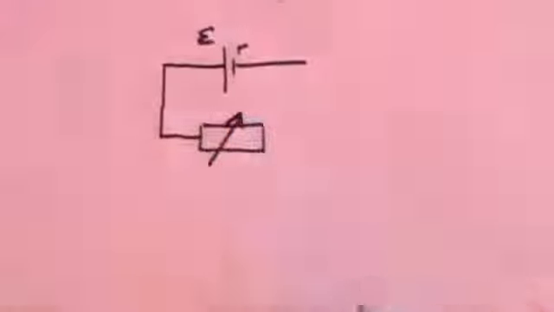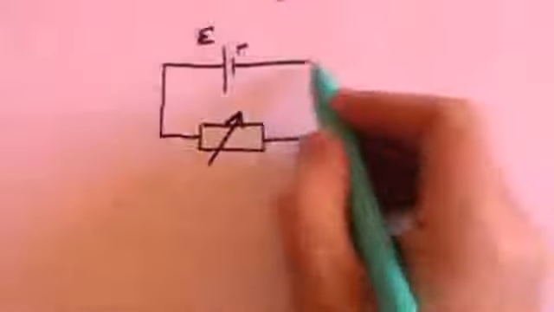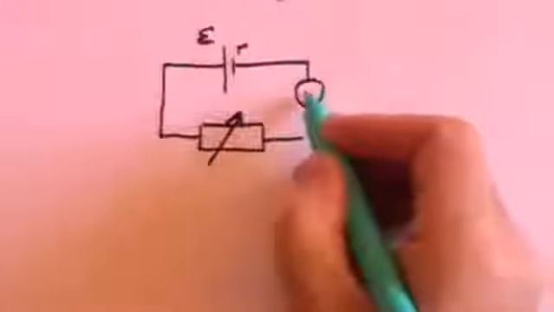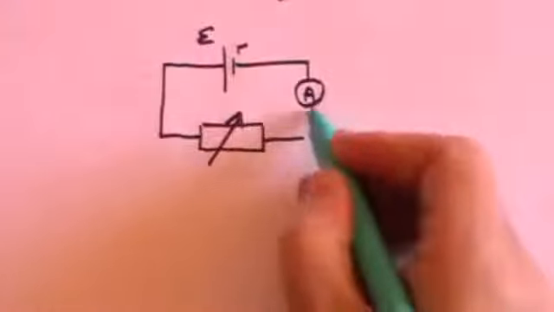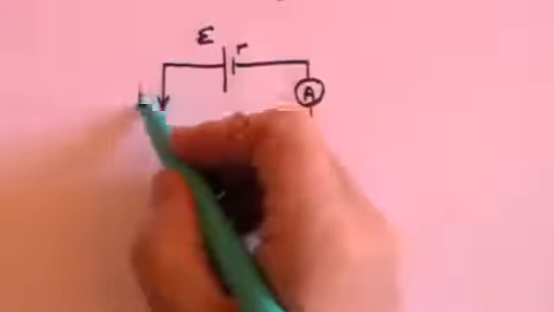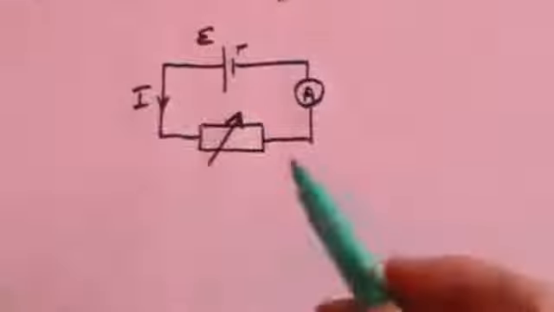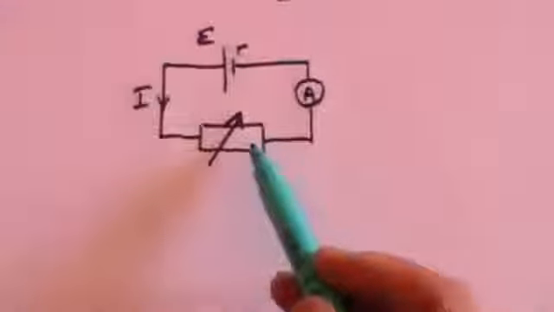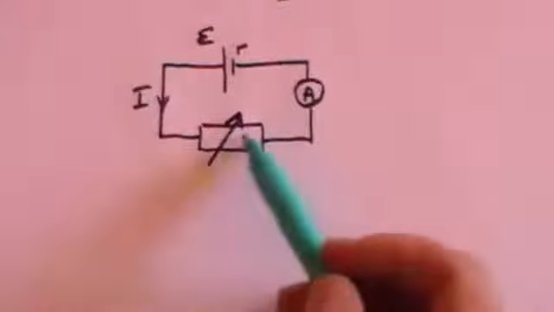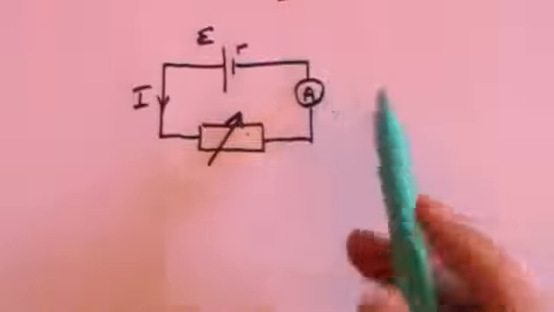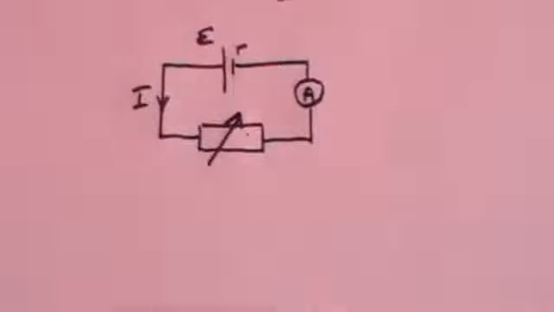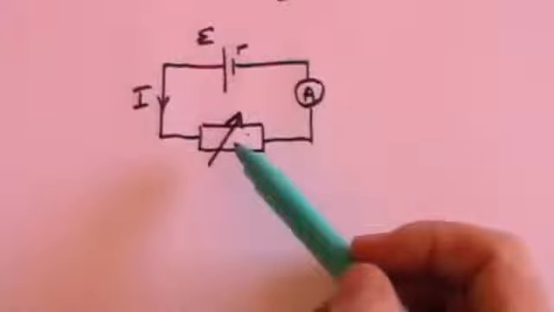In other words, a resistance that you can change the value of. And you put an ammeter in the circuit. That ammeter, of course, is going to measure the value of the current, which will be determined by the value of the resistance you choose. The higher the resistance, the lower the current. And what you do is you simply change the value of R.